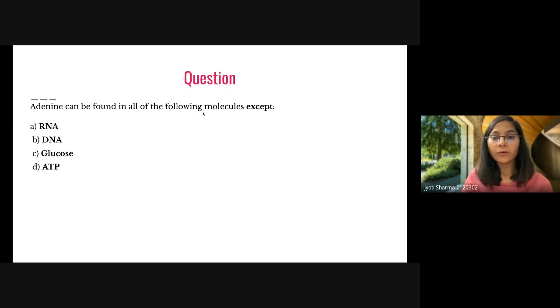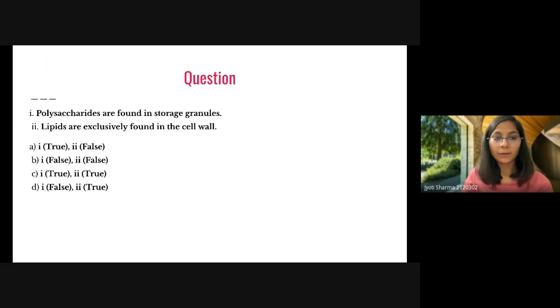Adenine can be found in all of the following molecules except what? So we have adenine present in the DNA, RNA, and ATP, but not in the glucose. So that's why C is the right answer, because this is not a molecule where adenine is present. Then you just need to tell which statement is right. Polysaccharide is found in the storage granules. Lipids are extensively found in the cell wall. The first statement is true, but the second is false, because lipids are also present in the cell wall.